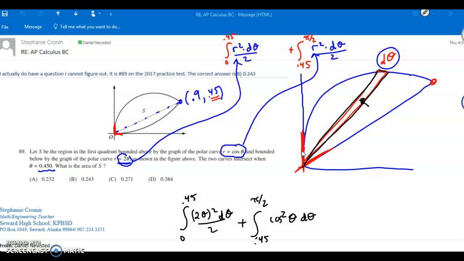At this point, the integration falls on you guys. I assume this is a calculator active portion for the BC test. I hope it is, because I would hate to do that without. I guess it's probably not that bad actually, but that would be a little rough. I don't know the cosine of 0.45. So assuming it's calculator active, just have your kids plug that into the calculator and it spits out what you want, 0.243.